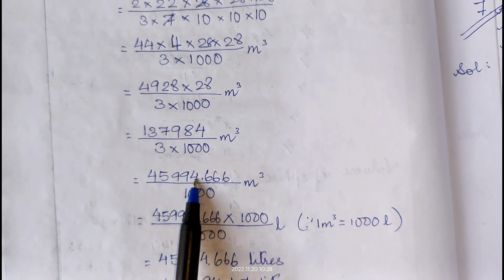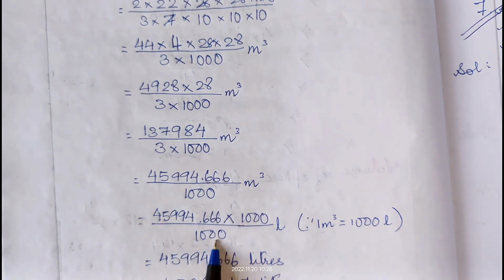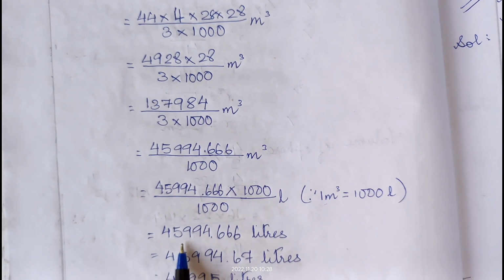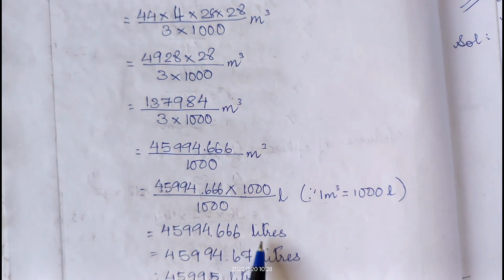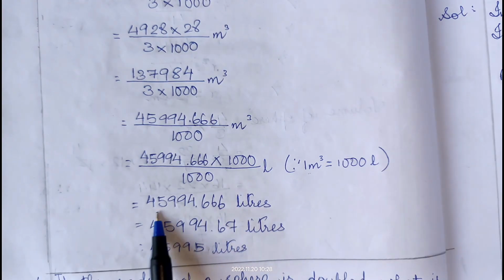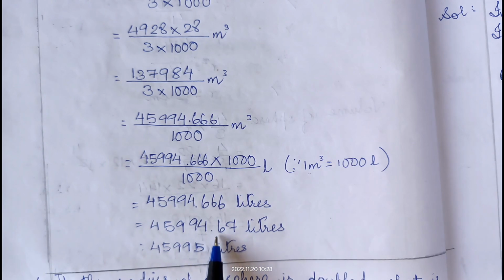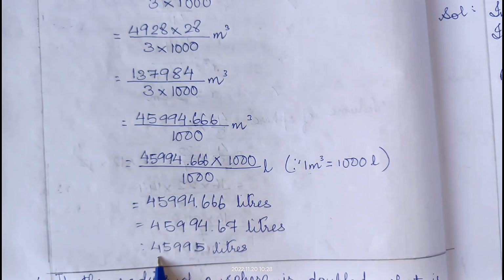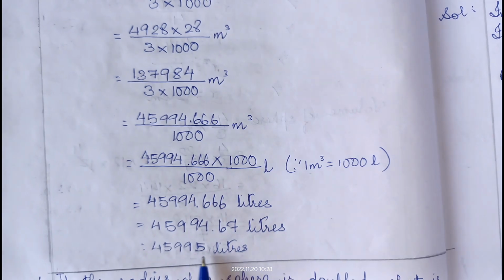So, 45994.666 divided by 1000 into 1000, then it will be in liter. This 1000 can be cancelled, so we are left with 45994.666 liters. After rounding off, this will become 45994.67 liters. Approximately we can say the capacity of the hemisphere is 45995 liters.